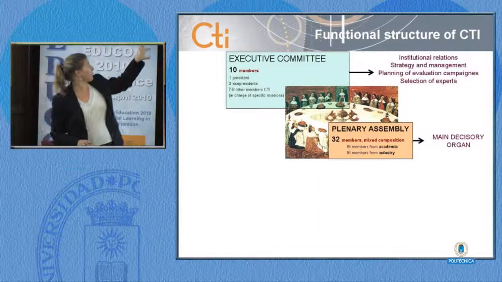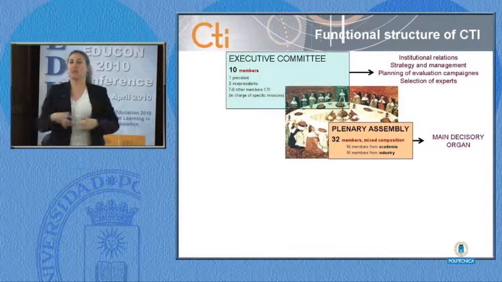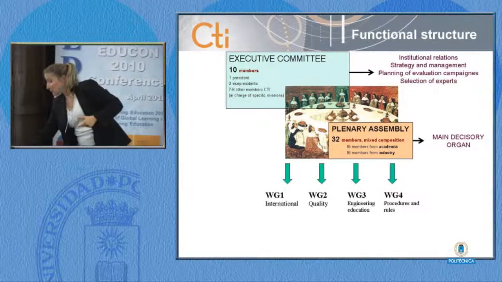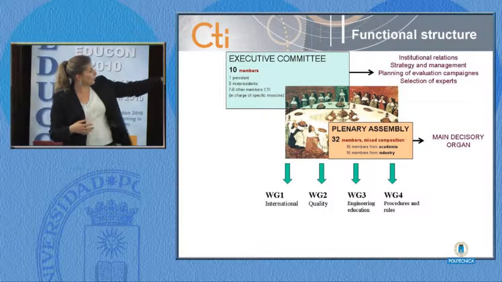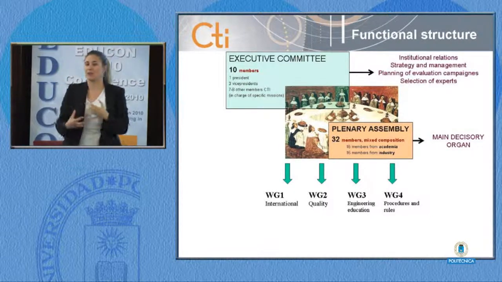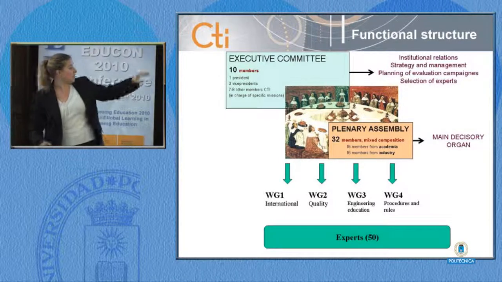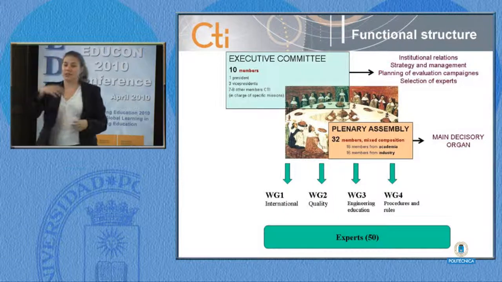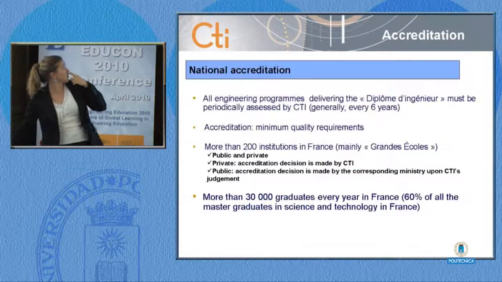And then on top of that, we have what we call the executive committee. So 10 of these people are in charge of managing the group, institutional relations and so on. And then we have working groups. For example, we have a working group that's in charge of revising the referential, another that's in charge of international issues, etc. And then we have a panel of experts, around 50 experts, including international experts, that will go into our panels. So that's the functional structure.